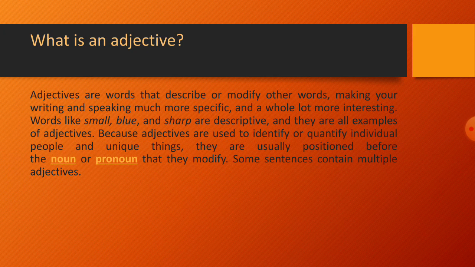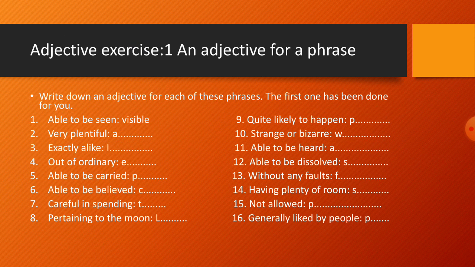Adjectives are words that describe or modify other words, making your writing and speaking much more specific and a whole lot more interesting. Words like small, blue, and sharp are descriptive, and they are all good examples of adjectives because adjectives are used to identify or quantify individual people and unique things. They are usually positioned before the noun or pronoun that they modify. Some sentences contain multiple adjectives.